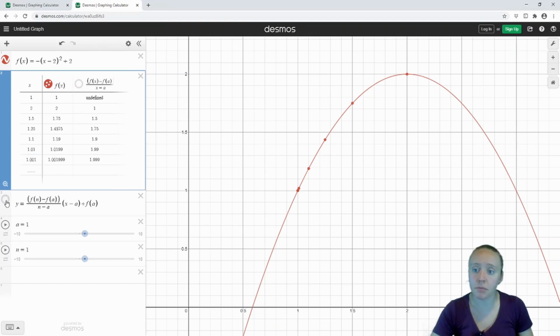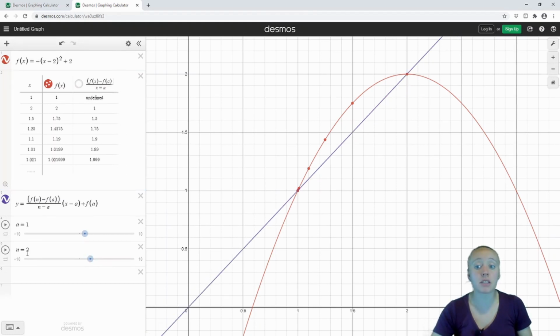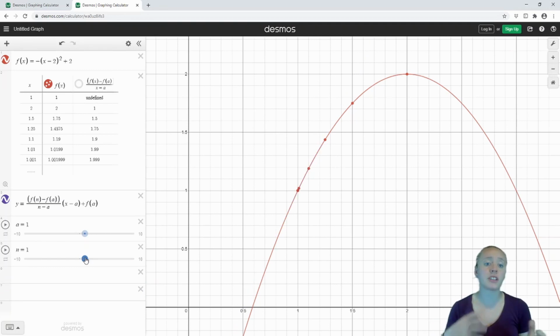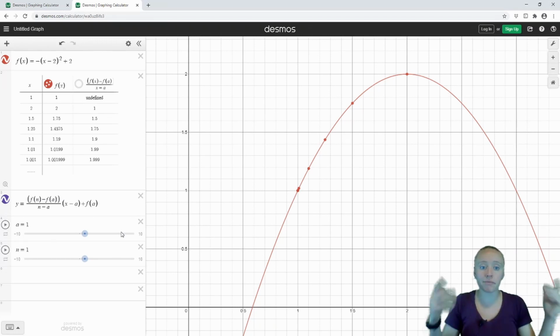And if I actually display my secant function, if we start at 2, so right now I'm sliding this bar for n. N is representing my different x values getting closer and closer to a. That 1, you can see how my secant line changes and gets closer and closer to what my tangent line would be. So now that we know that our slope is approximately 2, let's actually figure out what the tangent line equation is. Because remember, in order to write an equation, we need a slope and a point. We've got the slope, we've got the point, let's use them.